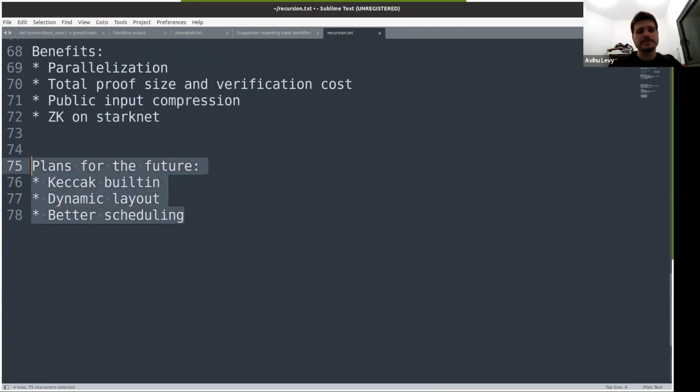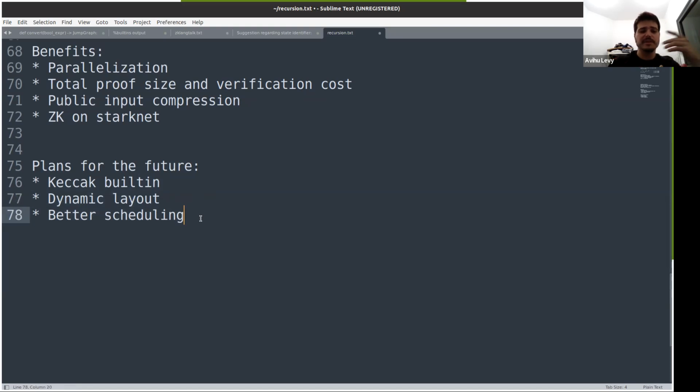Some plans for the future. Maybe we want to add a Keccak built-in. This is under works right now. This will make the proof of expensive hashes on Cairo about 3 times cheaper, which is nice. We want to have better scheduling. Yeah, it's an interesting problem.